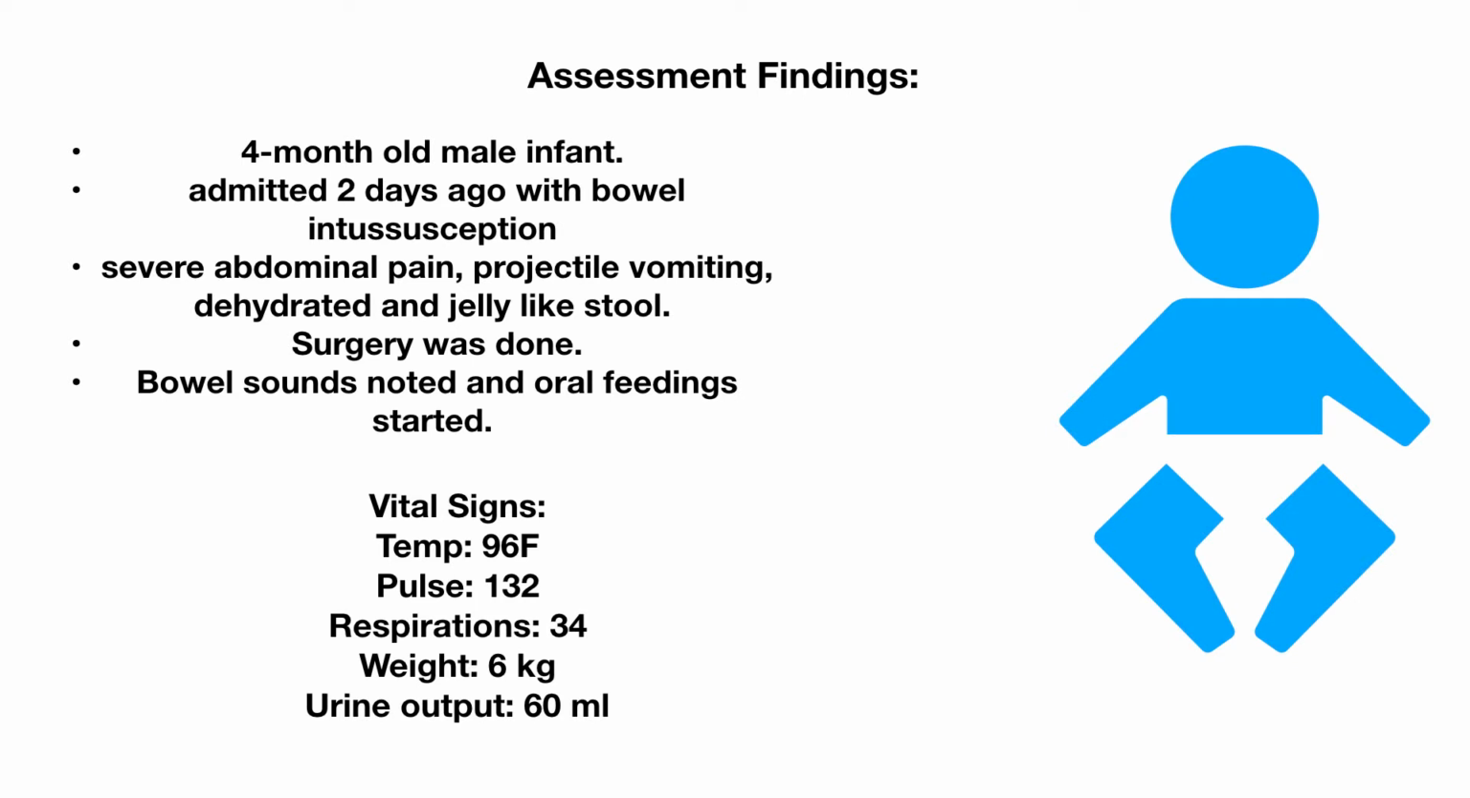He's been able to take in 240 ml. He has output of 60 ml. Axillary temperature of 96 degrees Fahrenheit, an apical pulse of 132, respirations at 34. On the FLACC scale, we assessed pain at a 6. Current weight is 6 kilograms. So just providing information that we're going to use in our care plan. Let's get into some of our information.